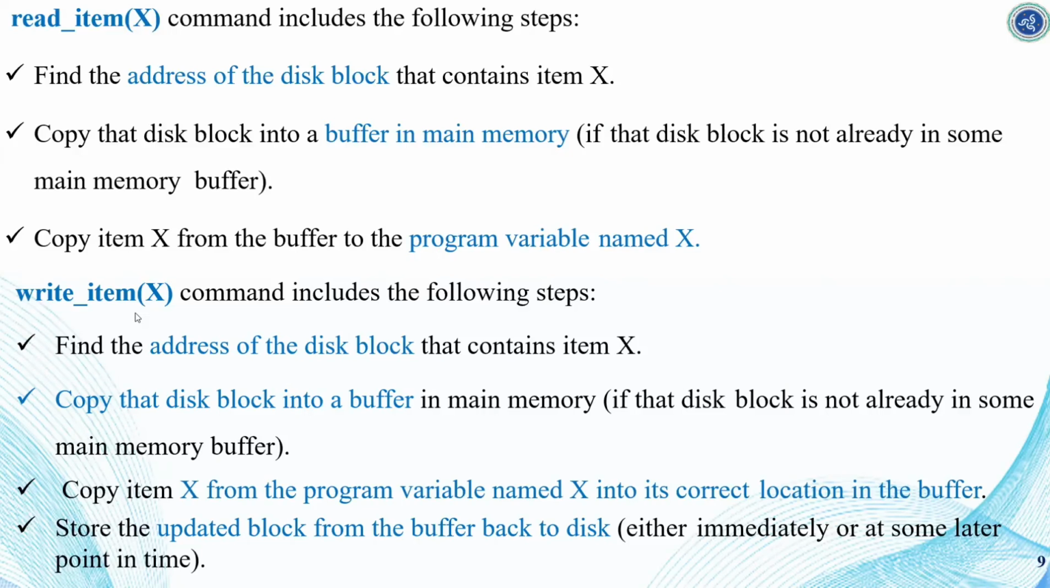And what is done in a write operation? Here also, first find the address of the block which contains the item X. Copy that block into the main memory. Then copy the item X from the program variable named X into the correct location in the buffer. After updating the value, we need to write the updated block back to the disk, from the buffer to the disk.